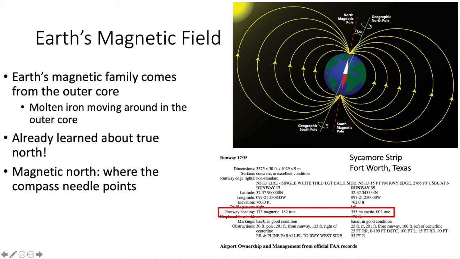to either true north or magnetic north. This is important because whenever you're lining up on the runway, you want to know which heading you're going. For the runway that I was flying out of, which was typically runway 17, its magnetic heading is 175 degrees, whereas its true heading is 182 degrees. That's a pretty significant 7-degree difference. If the compass wasn't aligned properly, then I might have pointed my plane in the wrong direction whenever I would take off.